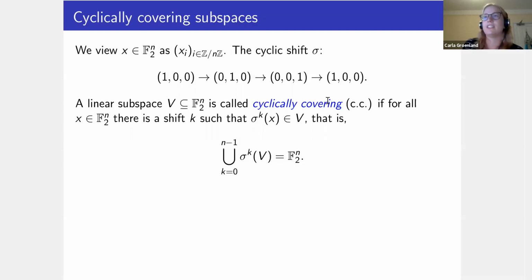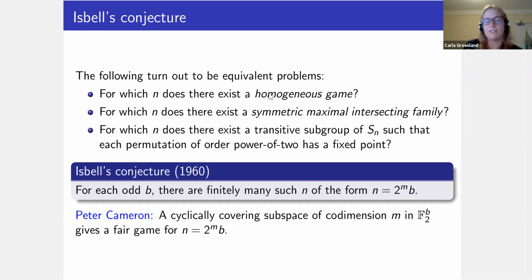I see that there's a question in the chat. Is spelled if and only if cyclically covering? So Isbell's conjecture, there's not really a conjecture yet about the cyclically covering subspaces, but you probably mean whether you can get a cyclically covering subspace from a fair game. And yeah, the construction only goes one way that he gave. Maybe you can use it somehow, but I actually think that maybe that's already known to not be possible. But yeah, the cyclically covering subspace can be used to define a fair game. Or in fact, what he defines is this transitive subgroup, which then can be used to give a fair game.